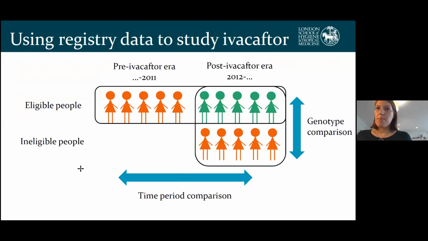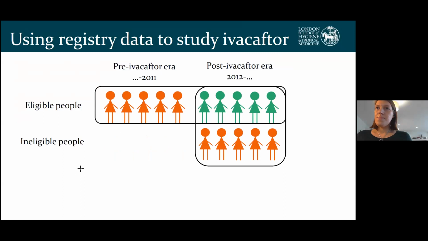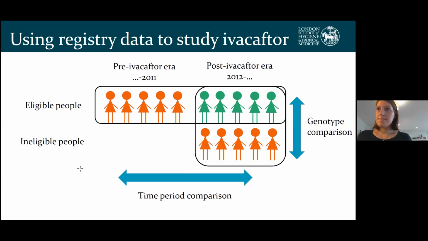So the aim, just going back to what these other studies have done, was to think about, is it valid to use these control groups, either historical or contemporary, but in a different genotype group? Is it valid to use those groups as control groups? And if not, what can we do about it?